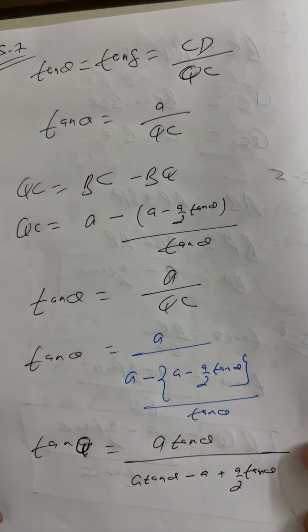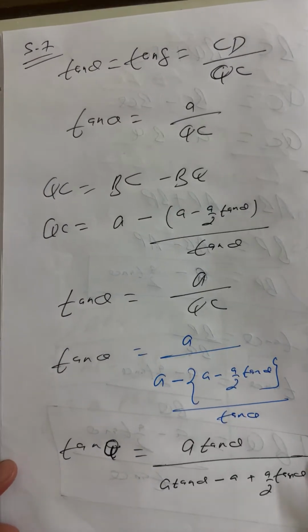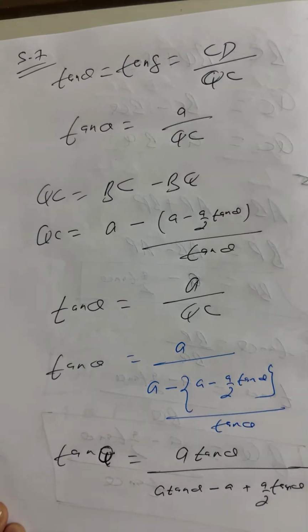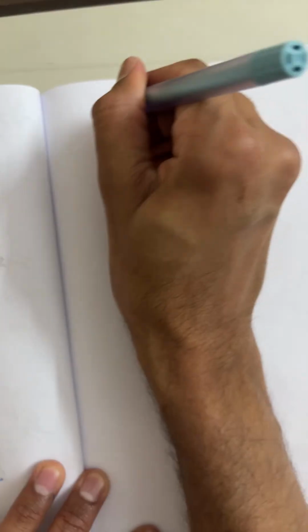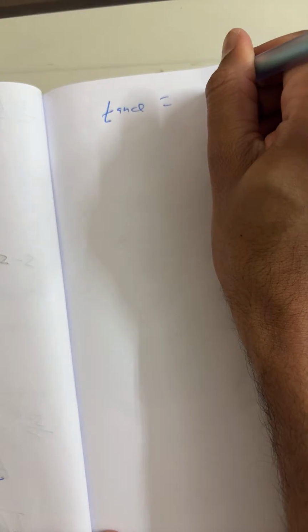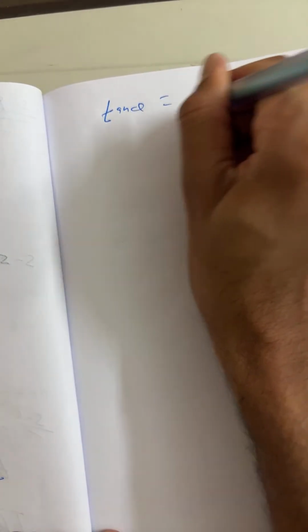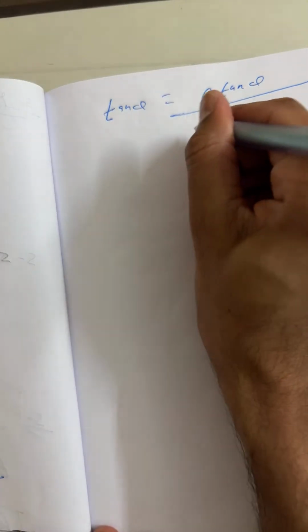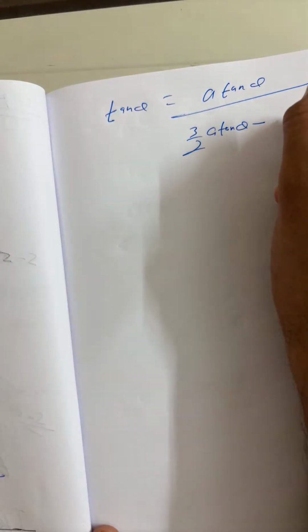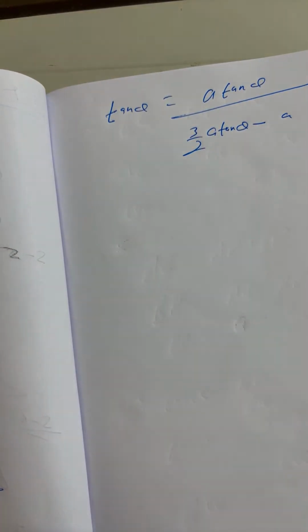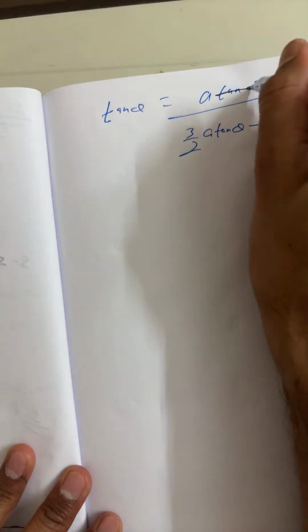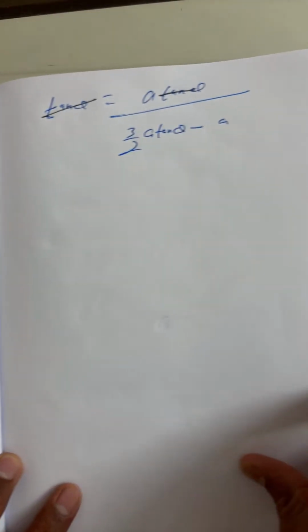But students, take a snapshot. Students take a snapshot. I'll continue on the next page. Okay, fine, I hope you have taken it. So A tan theta, this is your A plus A by 2. You can say 3 by 2 times A tan theta minus A. So finally, you can just say this tan and this tan cancel.